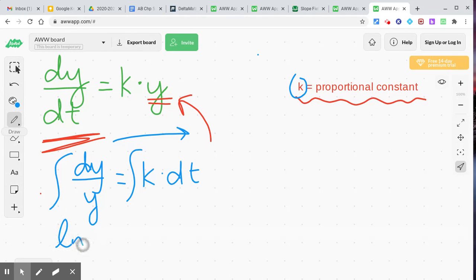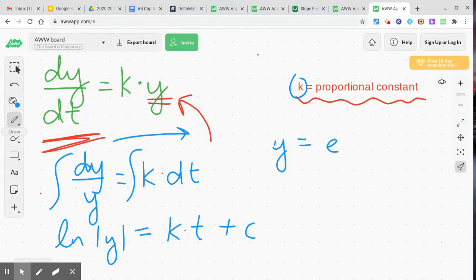On the right, I get the natural log of the absolute value of y equals k times t, the antiderivative of the constant, times t with respect to t, plus c. Now, if I solve this thing for y, if I exponentiate both sides, I end up with y, assuming the positive output here, equals e to the kt plus c. And again, this is all in parentheses here in my exponent.